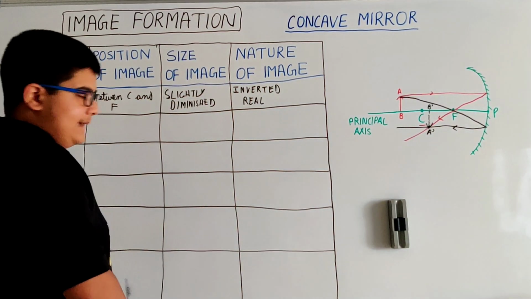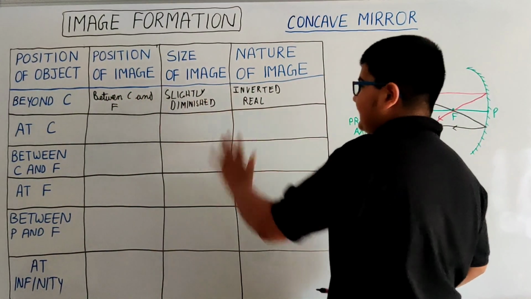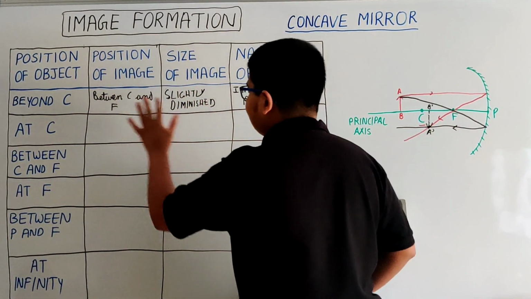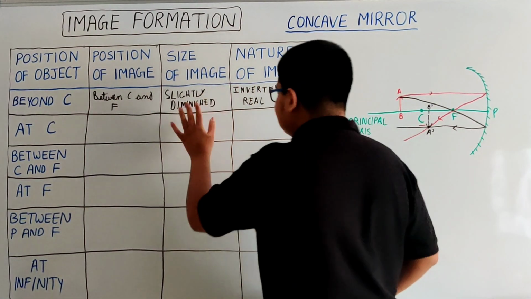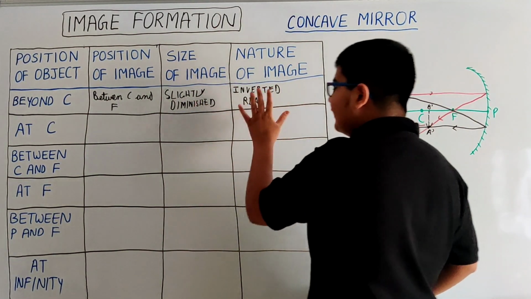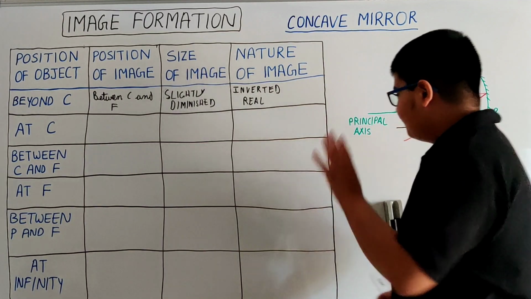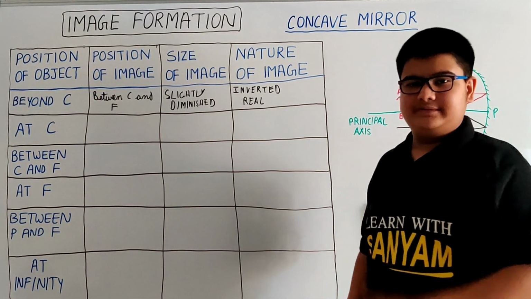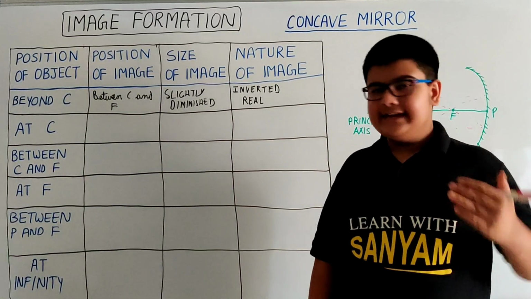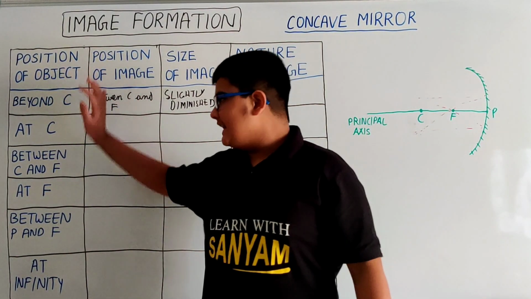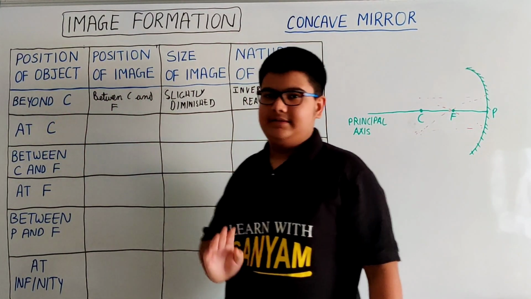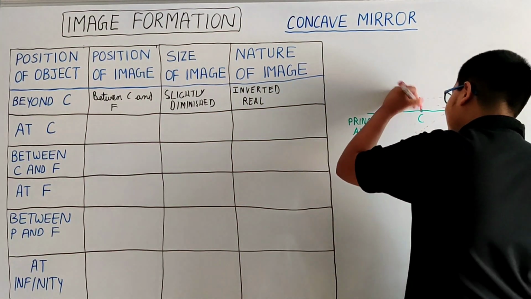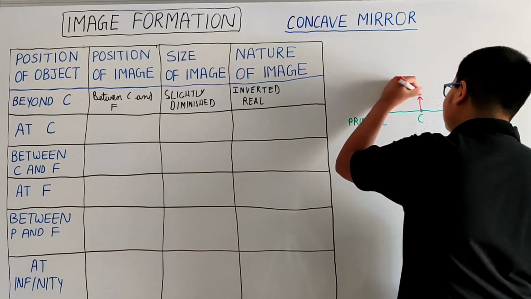So in this way we are able to fill the first column, that is, if the object is beyond C, then position of image is between C and F, size of image is slightly diminished, and nature of image is inverted and real. And we have proved everything using this diagram, and there is nothing to remember. Now let's discuss the second scenario in which the object is placed at C. So at the center of curvature the object is placed. Here we are making the object AB.